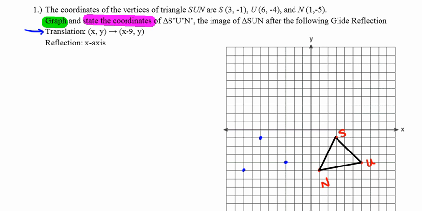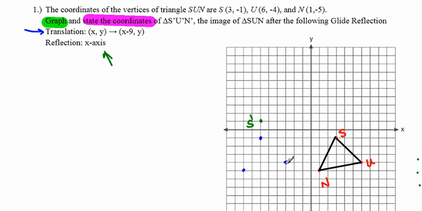And the second part of this glide reflection involves a reflection across the x-axis. So at this point, I'm simply going to take each one of the blue points that I have, and I'm going to reflect it over the x-axis. So this guy here represented point S after I translated it 9 units to the left. If I reflect it across the x-axis, I end up right there. And I'm going to label that new point S prime.